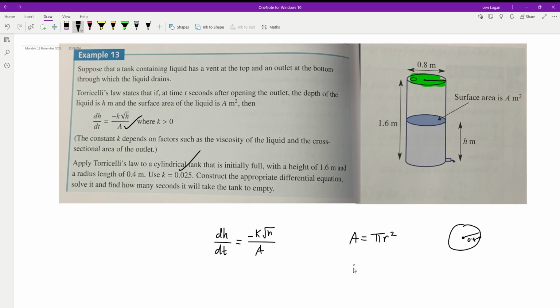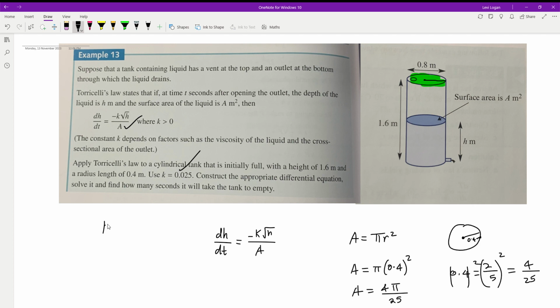So your area is going to be pi times 0.4 all squared. Okay, so 0.4 is the same as 2 over 5, so squaring that is going to be 4 over 25. So in other words, the area is 4 pi on 25. I'm leaving it as exact numbers because I don't want to really have decimals when solving the differential equation.